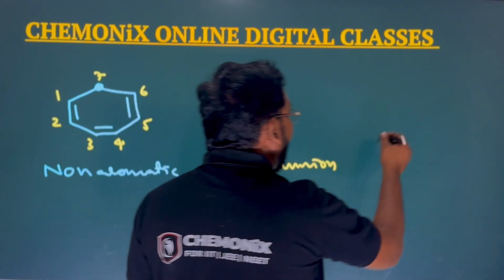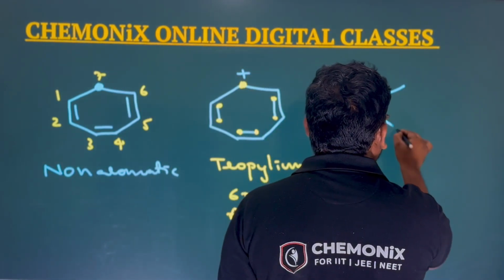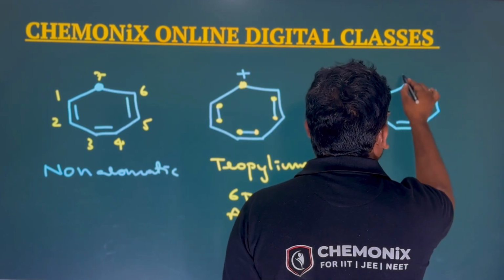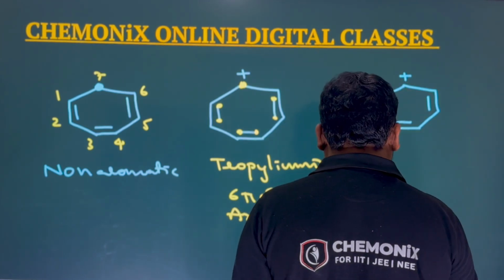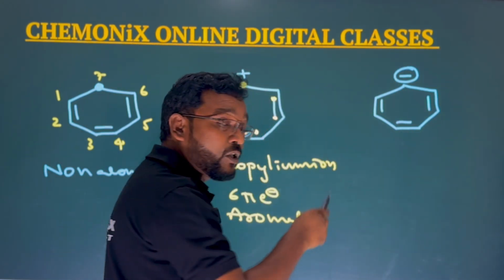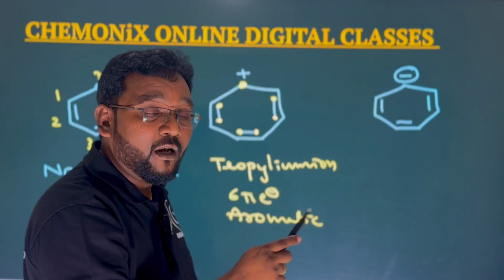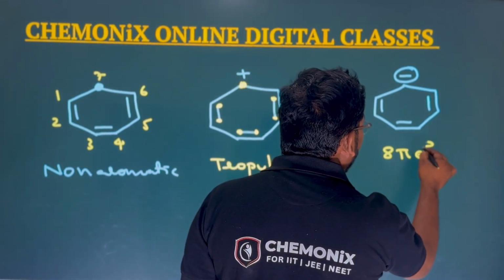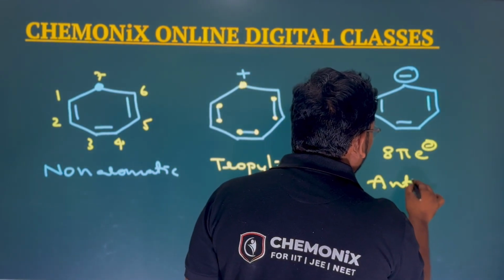Now what happens if I generate a negative charge at this carbon atom to bring all the pi bonds into conjugation? When I generate the negative charge here, it is also a 7-membered conjugative cyclic ring. No doubt it is a planar ring, but how many conjugative pi electrons does it have? 8 conjugative pi electrons are there. Therefore this is an anti-aromatic compound.